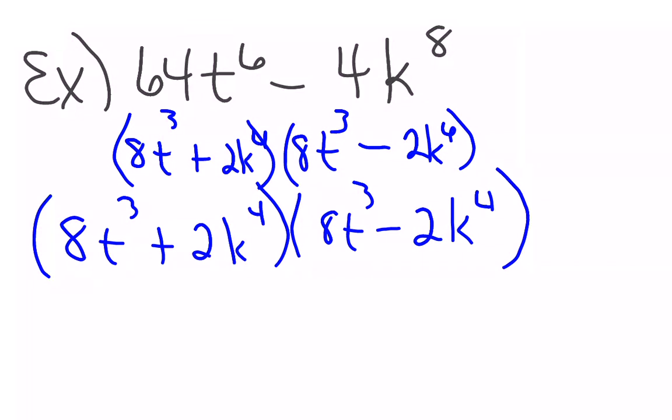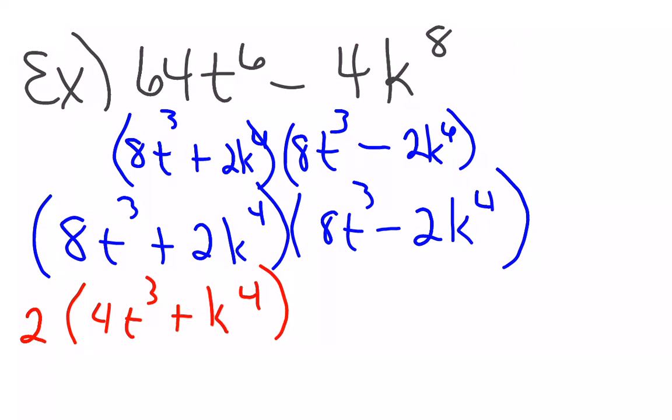Okay. Now, we look to see if these can keep going. So it could be that we can keep factoring stuff out. Now, in this case, let's look at the first one. Is there anything common I can pull out of there? I can pull a 2 out of there. So I'm left with 4t cubed plus k to the 4th.